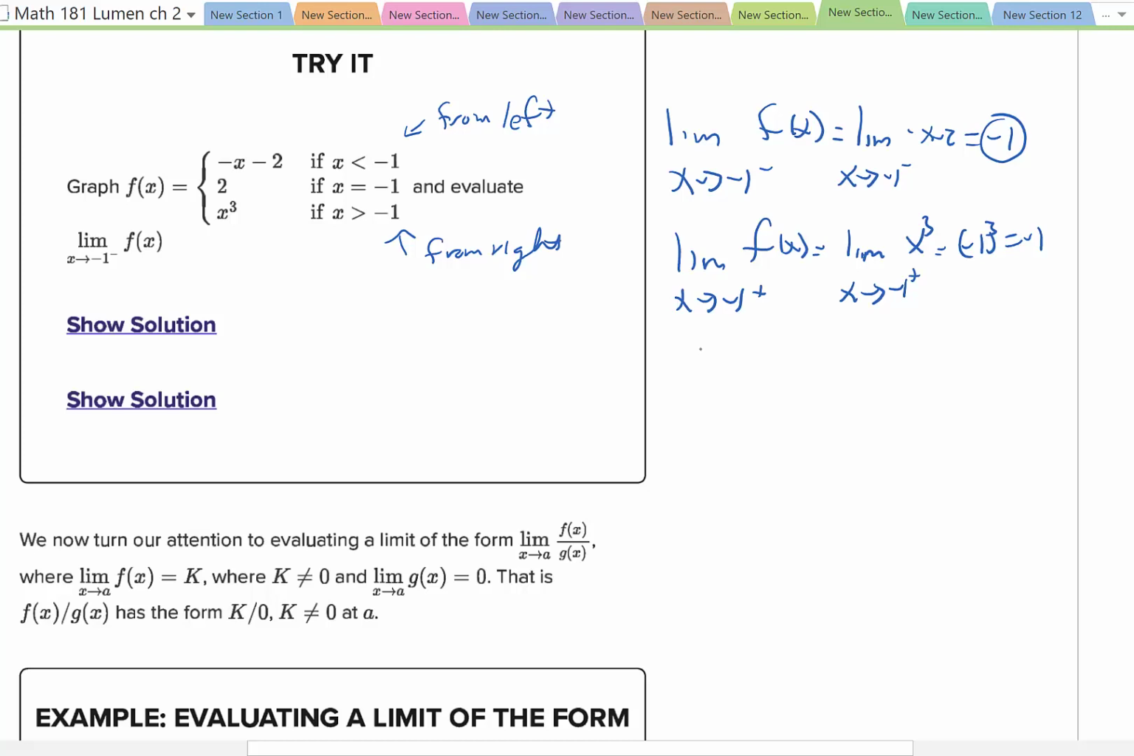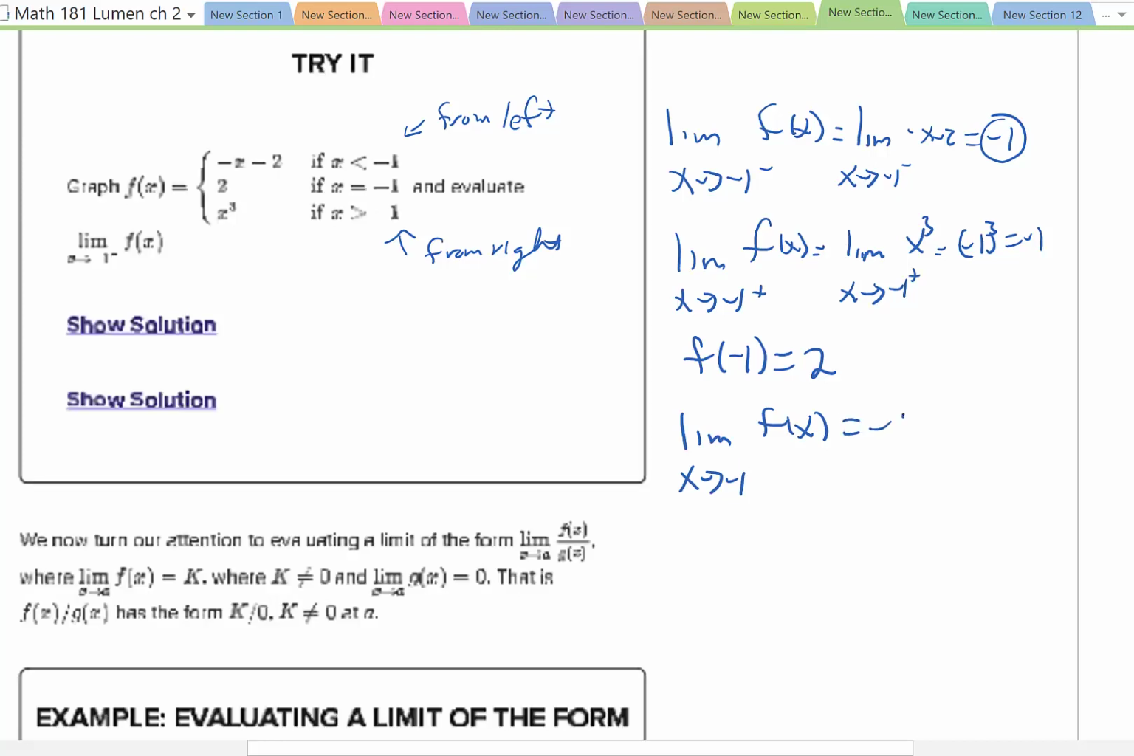However, if we looked at f of negative 1, by this definition, it's going to be 2. Yet if we looked at the limit as x approaches negative 1 from either side of f of x, since from the left and from the right both approach negative 1, it's going to be negative 1. So again, I think something got messed up here in the translation, but that's probably what they're after. Okay, getting closer to the end of this one.